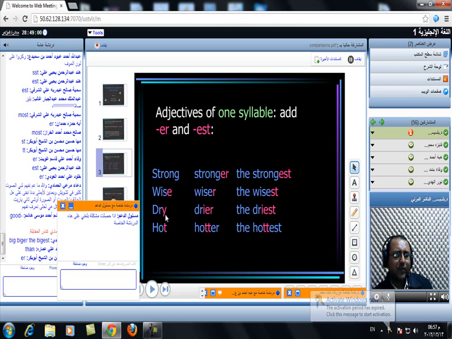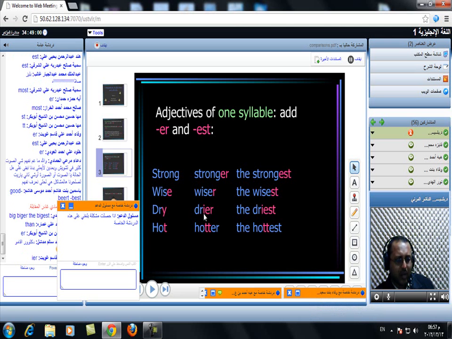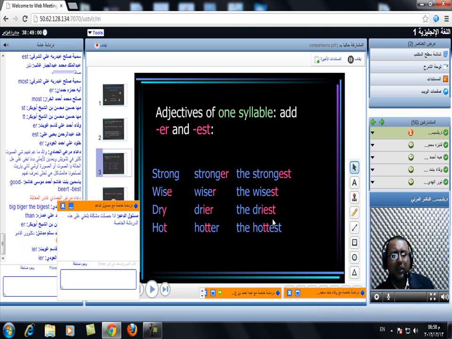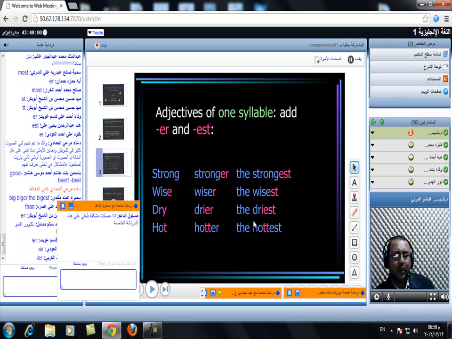Dry: if the adjective ends with Y and it is preceded by a consonant, we have to omit Y, change Y to I, and then add ER. Change Y to I in the superlative, and add EST. Okay.